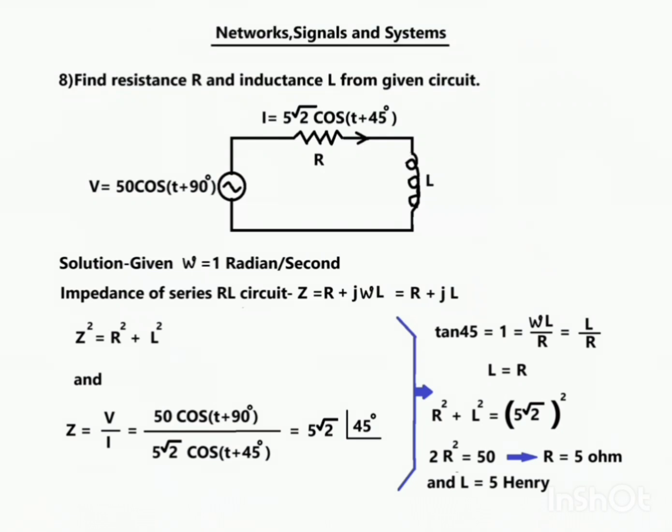Hello, find resistance and inductance of the following given series RL circuit. Voltage V equal to 50 cos(t + 90°) and current I equal to 5√2 cos(t + 45°).